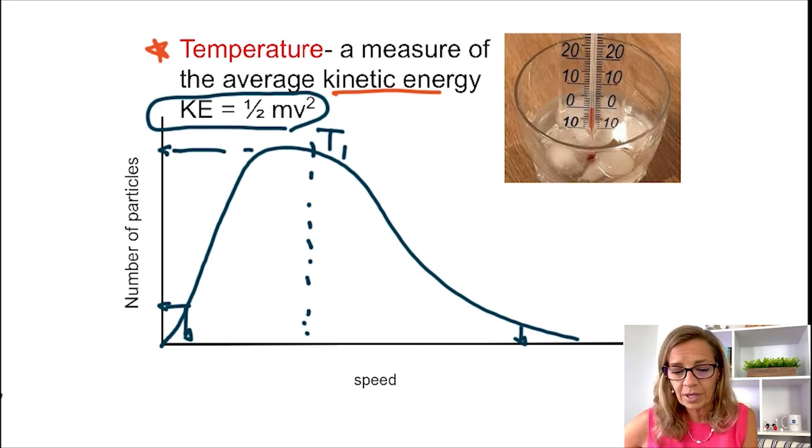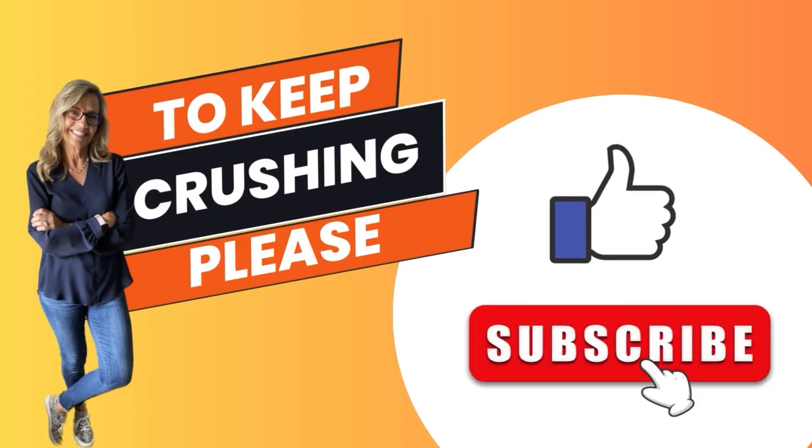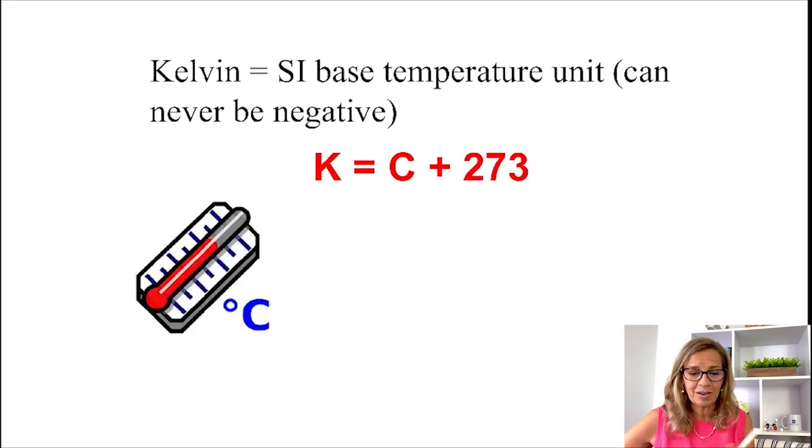So I have a little glass of ice water here that is at 0 degrees C. What does that mean? That means that the average of the speed of the particles is right here. Now, if we heat that up, look what happens to my curve. If I add heat, I get those particles moving faster to where the average is right there. Okay, makes sense? Temperature is dependent on the energy of the particles.